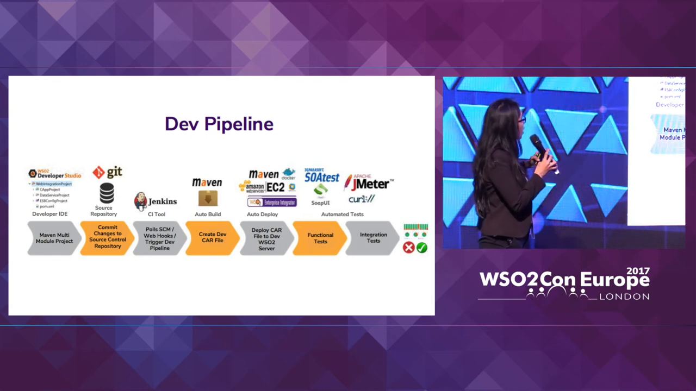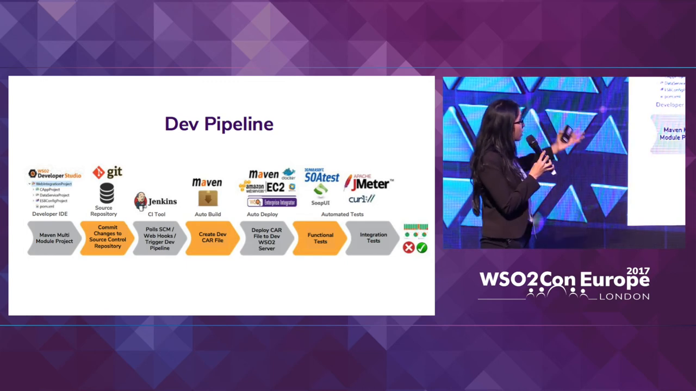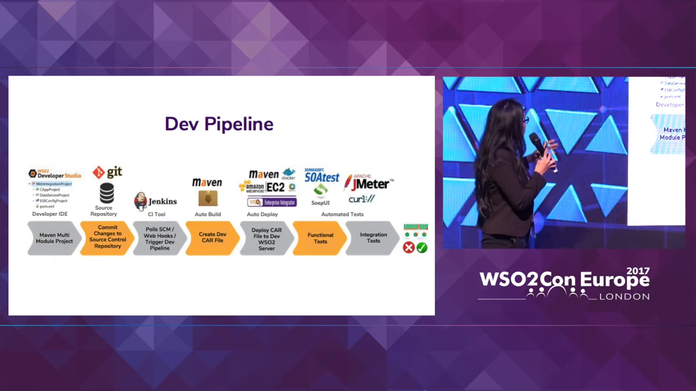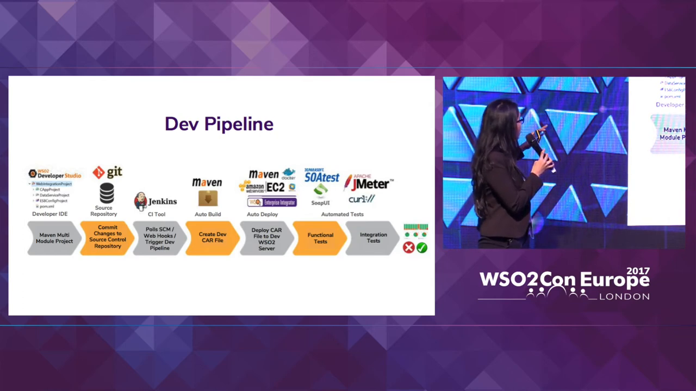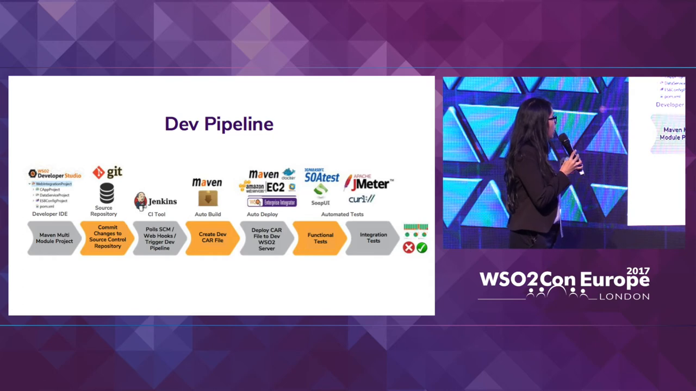So if it's Enterprise Integrator that you're using, you will have to create an ESB config project. So if it is a data service that you want to deploy in the Enterprise Integrator, then you have to create a data service project. So you have to create this Maven multimodule project and then commit that Maven multimodule project into the source repository. So let's say you make a change and then you commit that change to the source repository, and then the CI tool, in this case I've used Jenkins, either it can poll the SCM or you can use Git webhooks and trigger the dev pipeline.